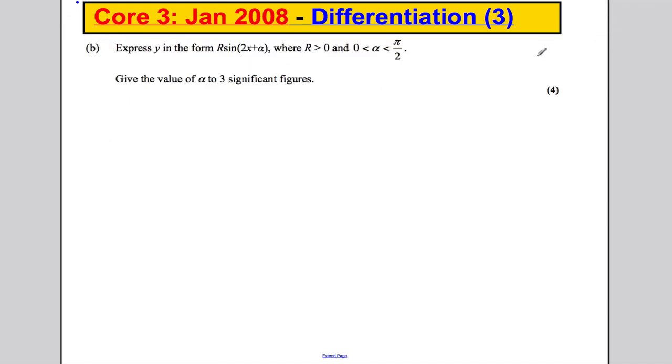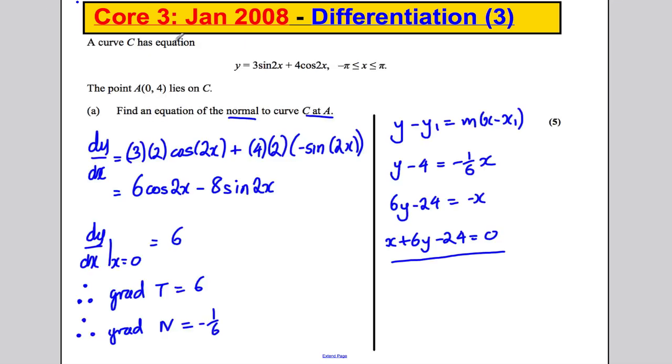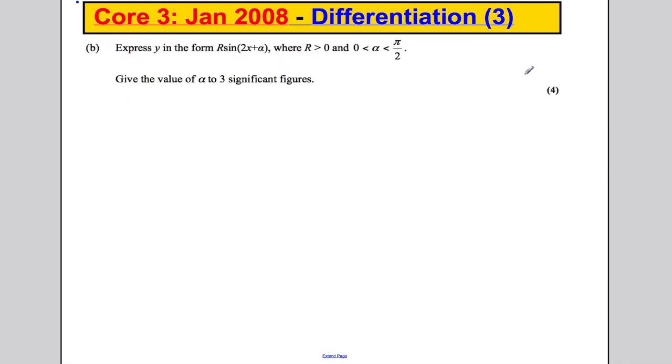Next, express y in this form, give the value of alpha to 3 significant figures. This is actually an R cos or R sine method question. So our original function is this: 3 sine 2x plus 4 cos 2x. We want to express that function in this form, so we want to make it identical to this form here.